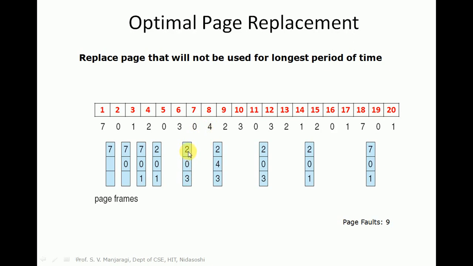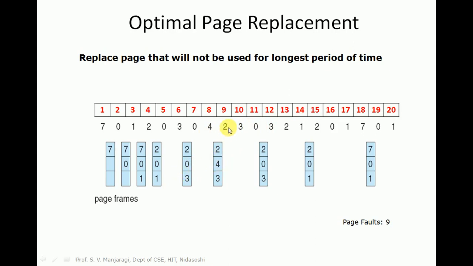There are 3 pages, 2, 0, 3. Again we need to look at the future references. For 2, the reference is 9. For 0, the reference is 11. And for 3, the reference is 10. So the page 0 will not be used for longest period of time as compared to 2 and 3. So 0 we need to replace with 4. So 0 is replaced with 4.